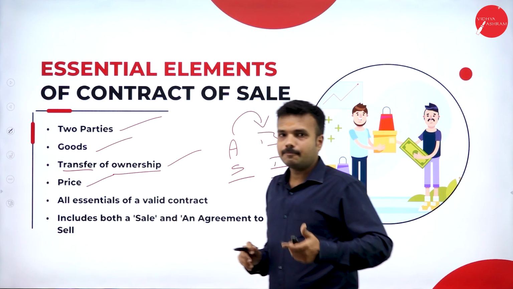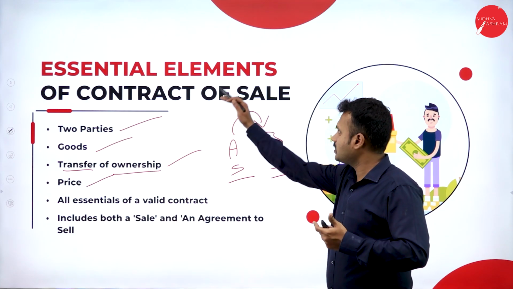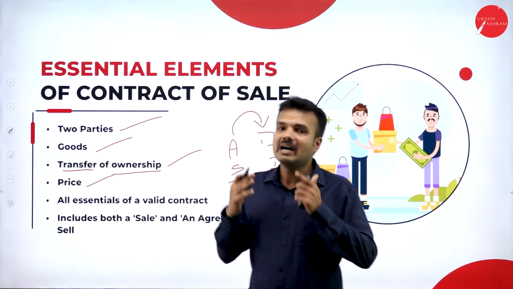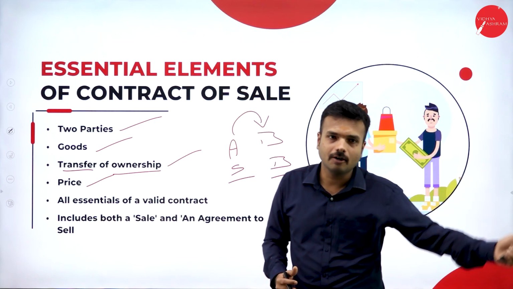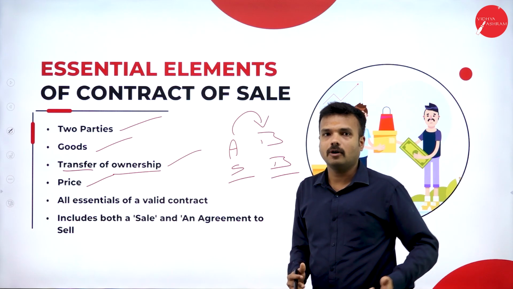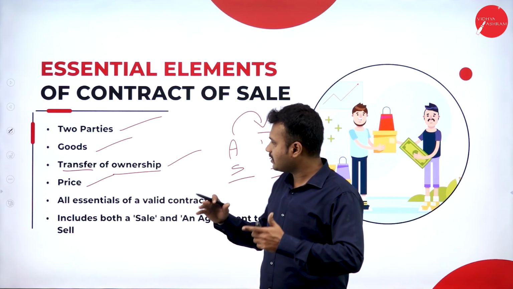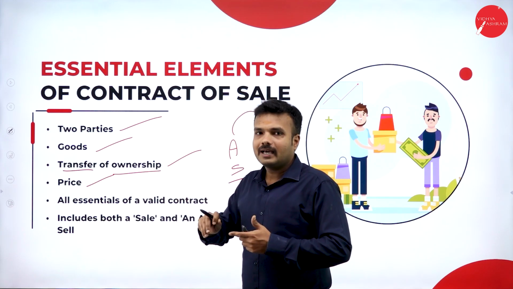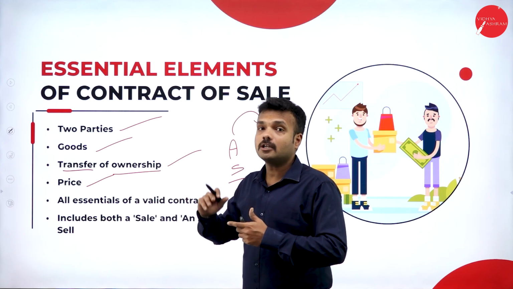Price. As per the meaning and definition of this Sale of Goods Act, there must be consideration for a valid contract, according to the Sale of Goods Act and also the Indian Contract Act. The difference between the Sale of Goods Act and the Indian Contract Act is that here there must be consideration only in terms of money.